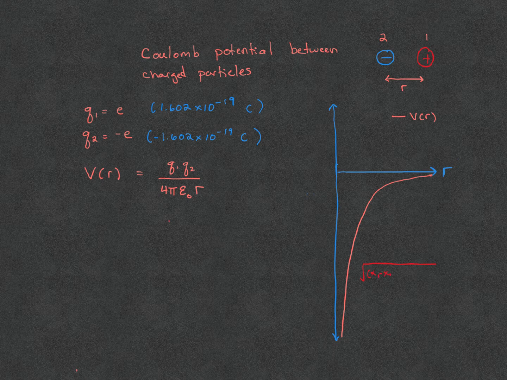x1 minus x2 squared plus y1 minus y2 squared plus z1 minus z2 squared. This is what R is. R is equal to this. Okay, so R has to be positive. It can be 0 when x1 is equal to x2 and y1 is equal to y2 and z1 is equal to z2. That's the limit when the particles are overlapping each other. But it has to be positive, or 0.